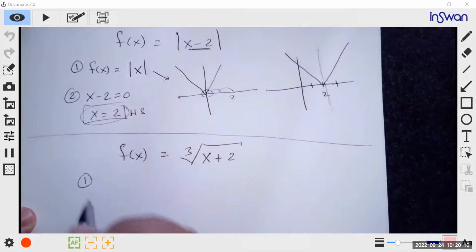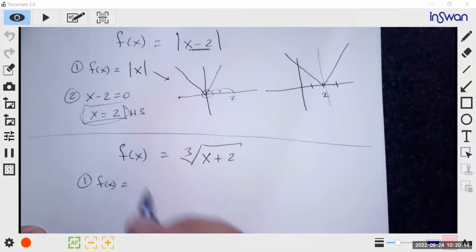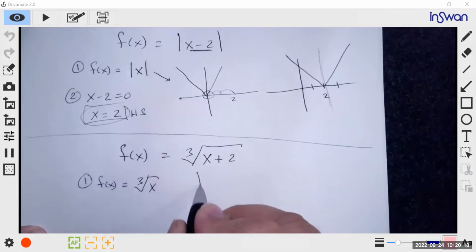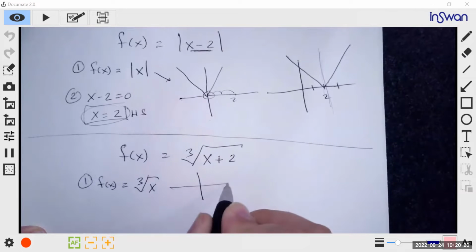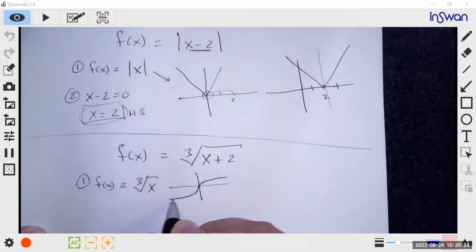So what's the original function? The cube root. The cube root of x. Very good. And what does that graph look like? Actually curved. Yeah, it's like a sideways S, like a snake.